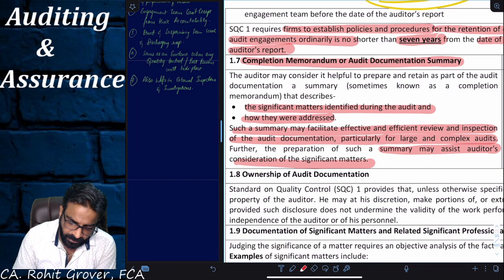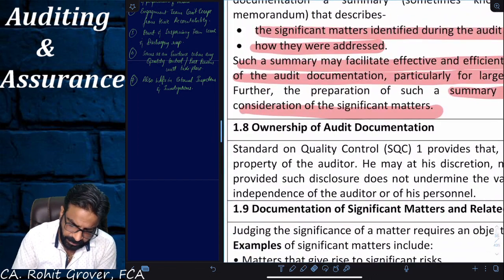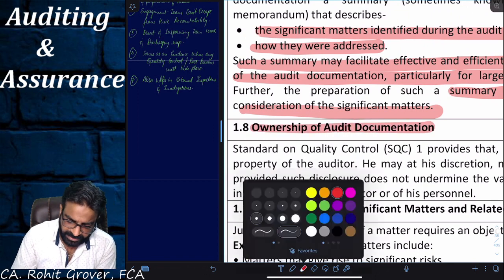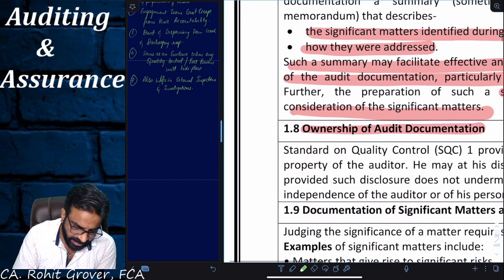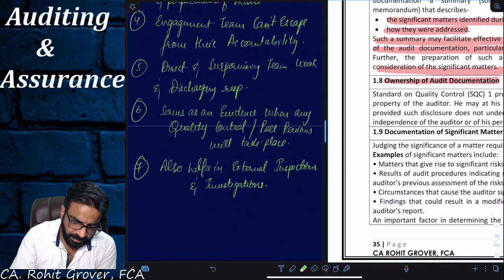Yes. Now, what is the next concept, everyone? Can you read the next concept? Who is the owner of this audit documentation? The next concept is, who is the owner of this audit documentation? Everyone, please try to understand this part. Let me just write it.